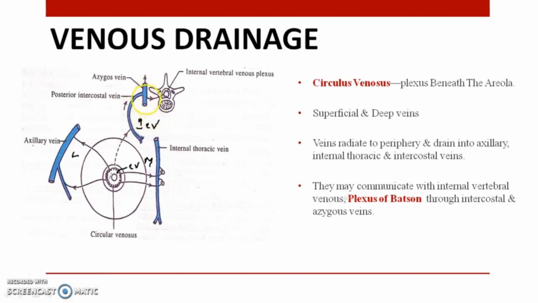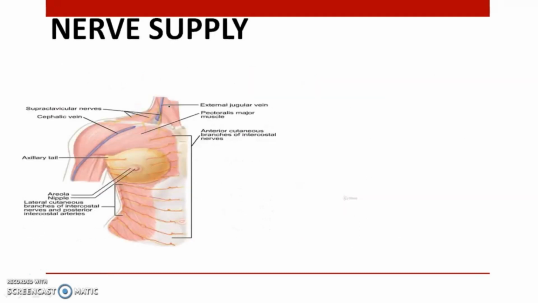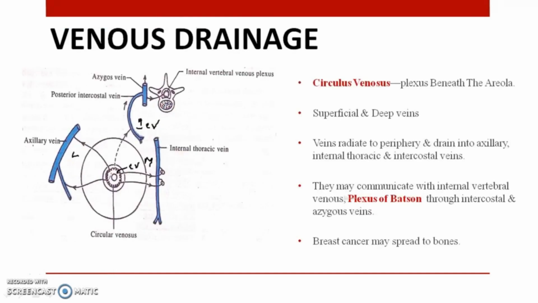and through the azygos it is getting a communication to the internal vertebral venous plexus. This is an important feature you have to remember, because whatever carcinoma happens in the mammary gland may get transmitted into the vertebrae also. So they may communicate with the internal vertebral venous plexus, which is called the plexus of Batson, through these intercostal and azygos veins. Because of this, breast cancer may spread to the bones very easily. That's all about venous drainage you have to know, and it is a very important thing to remember.